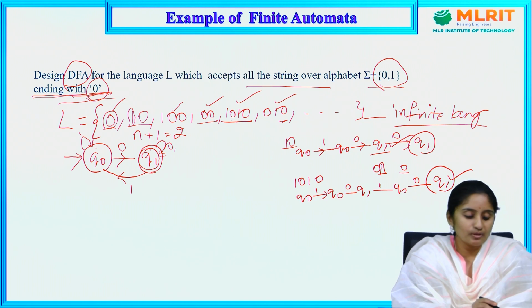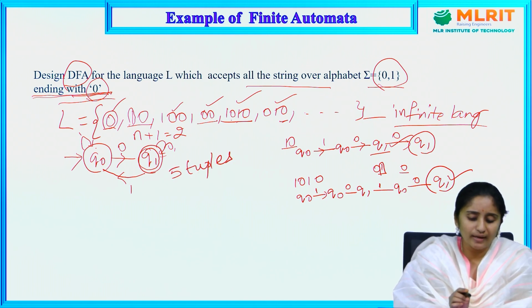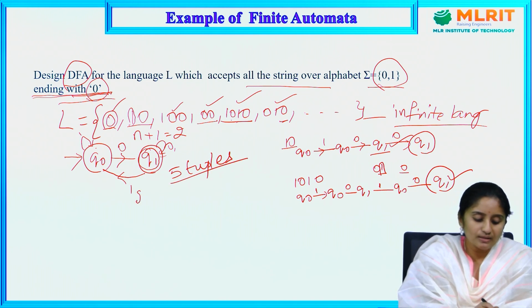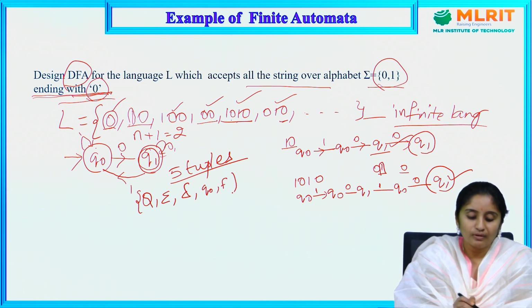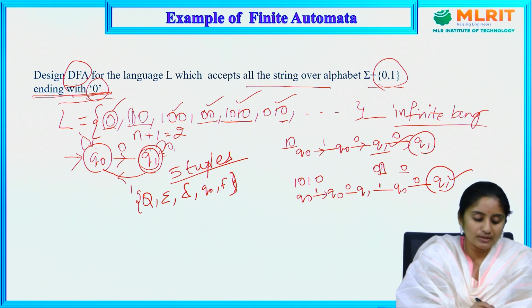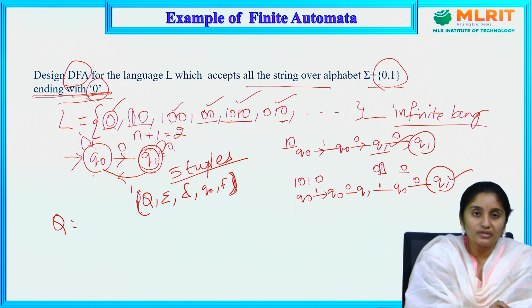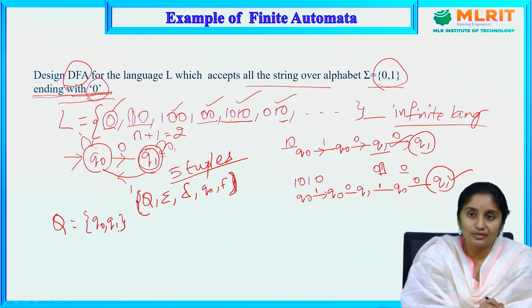What are the 5 tuples we are having? How do we construct the 5 tuples? The first one is Q, sigma, delta, Q0, F. So these are the 5 tuples. Q is the set of states. How many states am I having? 2 states. Q0 and Q1 are the 2 states.